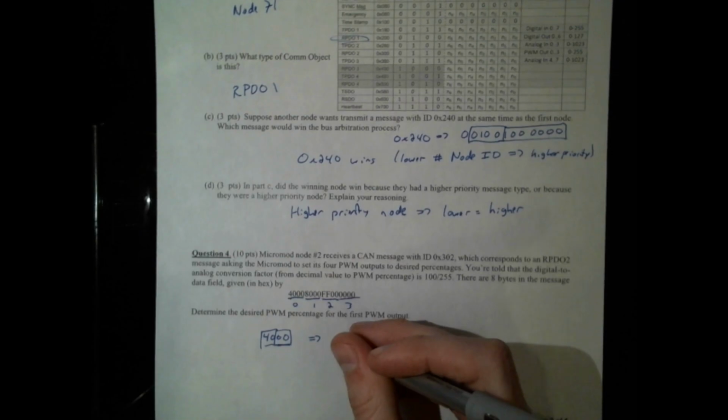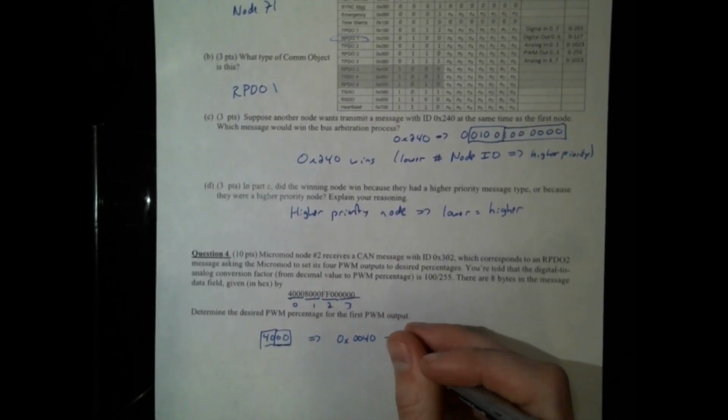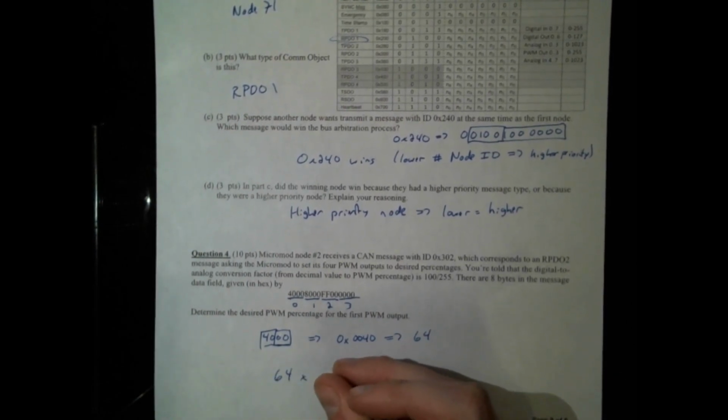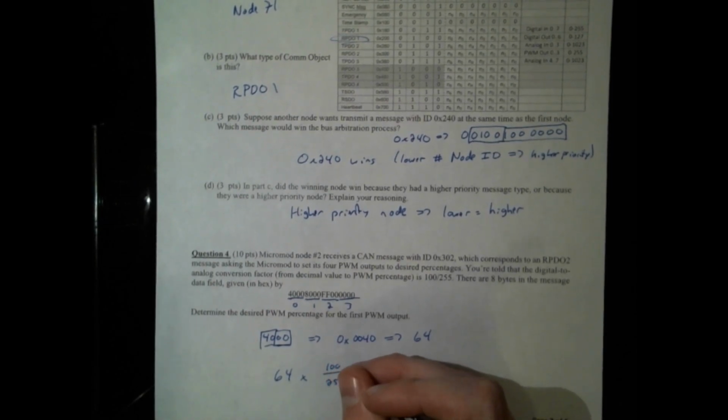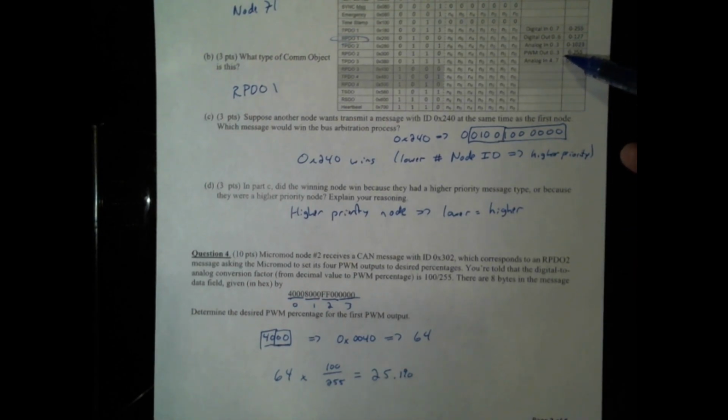So if we convert that to little endian, we have 0x0040. Convert that to decimal, that gives us 64. And then we do 64 times 100 over 255, and that's going to give us our percentage, which is 25.1% there, and rounding to 25% would be fine in this case. And that's it for that problem. So it's really just applying the formula that you're given, understanding that this is represented in little endian, and reading the format again of the message that we're looking for.